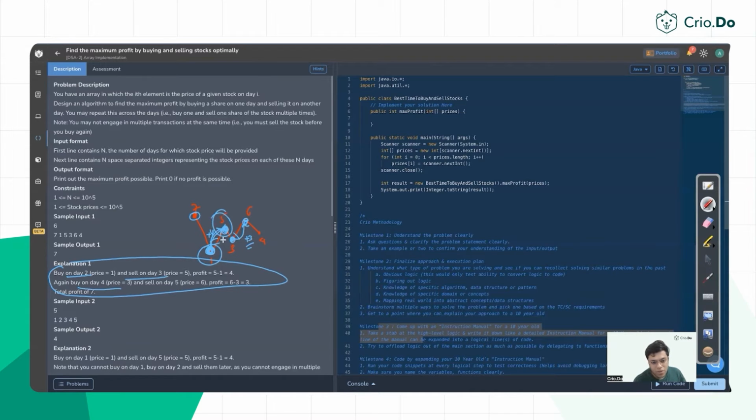Then buy on day 4, then sell on day 5. And total profit will be 5 minus 1, 4, plus 6 minus 3, which is 3. Total profit will be 3 plus 4, which is 7. So given this kind of array, we have to find the maximum profit.